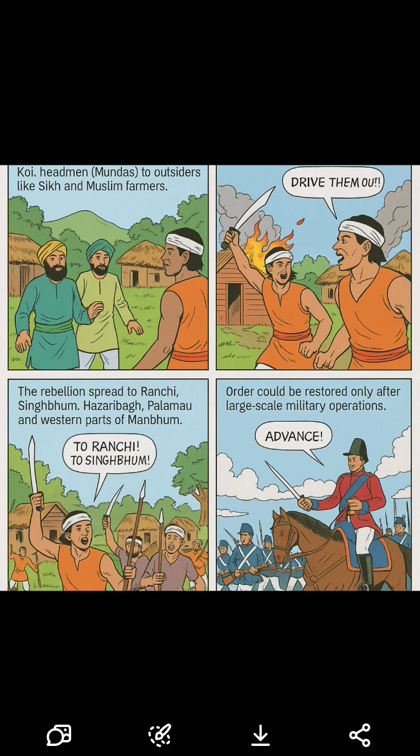It showed that even the most remote forest communities could rise against injustice, the foundation for future tribal resistance movements. It forced the British to rethink land policies in tribal areas, though only slightly. One-line summary: The Kol Rebellion of 1831 was a major tribal uprising in Chotanagpur against British land policies and outsider exploitation, which was finally suppressed by military force.